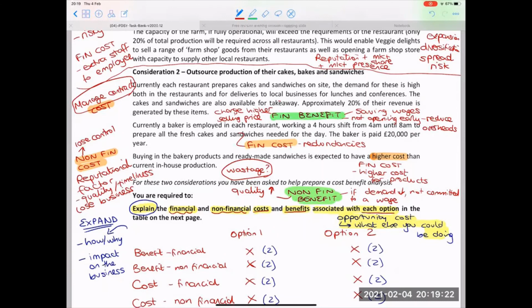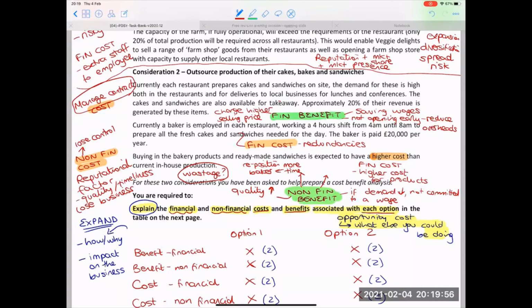Other non-financial benefits I'm thinking of here is that actually it could be that we have more time. Maybe the baker's got other skills. Maybe we don't need to make that person redundant. Maybe instead of making them redundant, we could reposition the baker. Maybe the baker's got some other excellent transferable skills. And the government would be pleased about that, wouldn't they? Those transferable skill things they were going on about. In a question like this, we can say what we like.